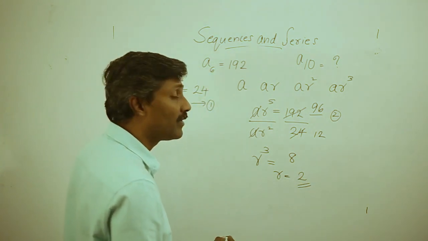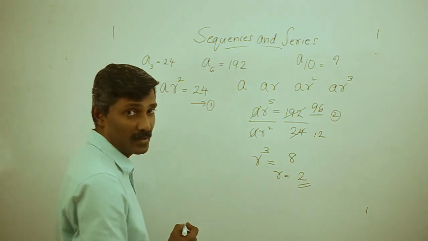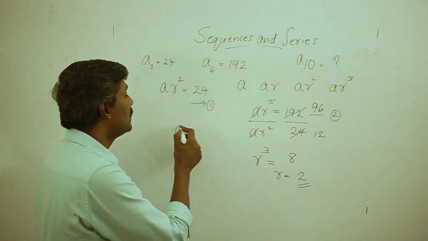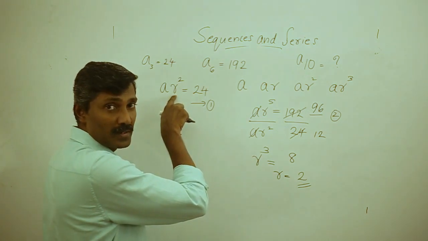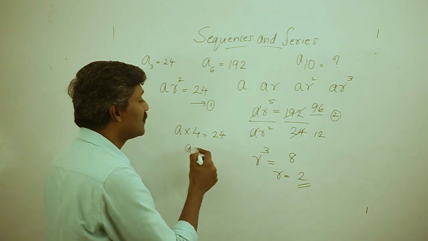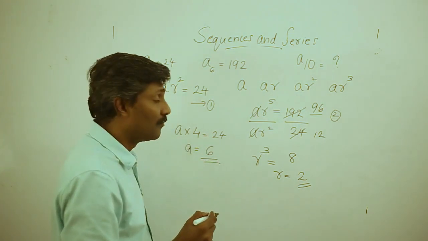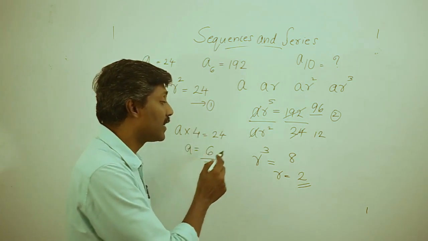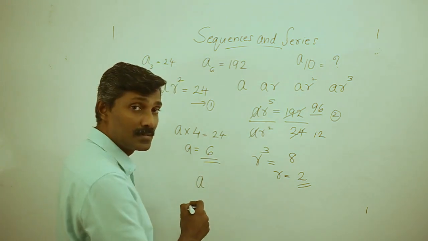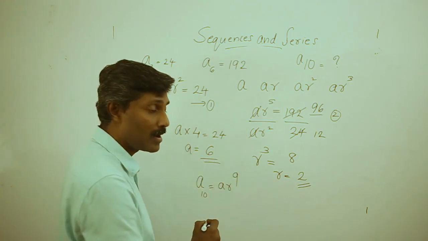So you got the value of r as 2, and now you can substitute that value here and find out the value of a. Substituting this value of r in the first equation, you get a into 2 square, that is 4, is equal to 24, which means a is equal to 24 divided by 4, which is 6. Now we got both the values of a and r, and you have to find out the 10th term. What is the 10th term? It is a into r raised to 9, right?